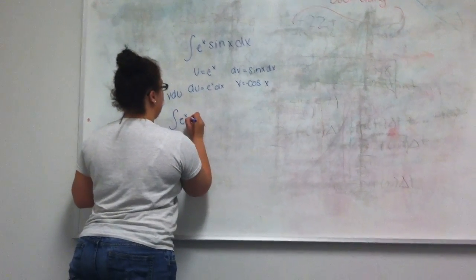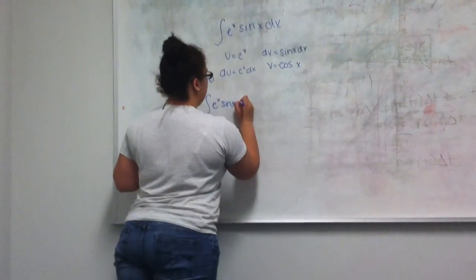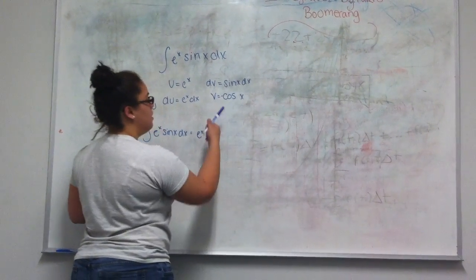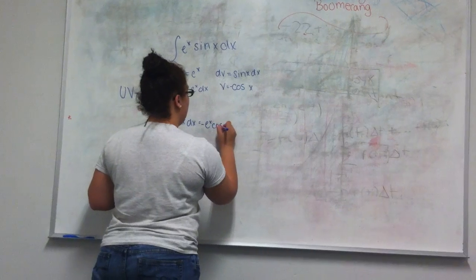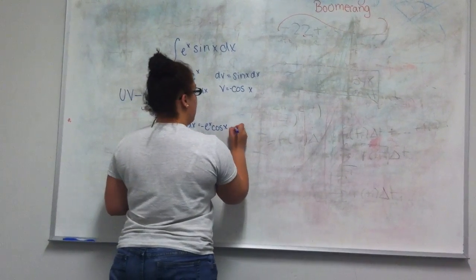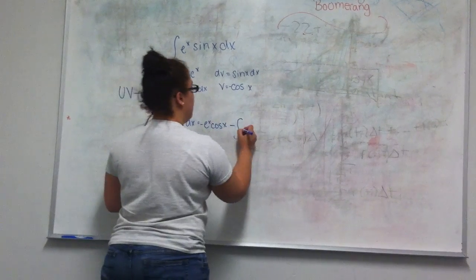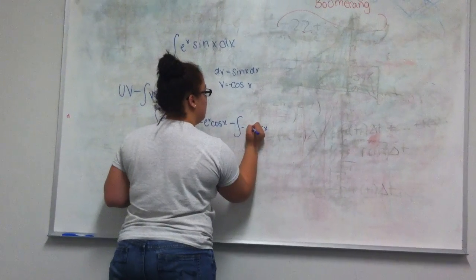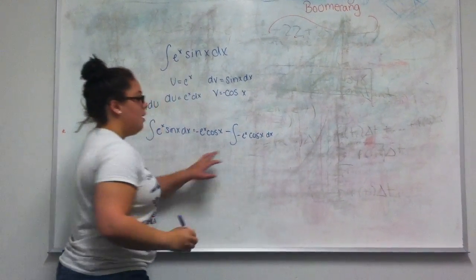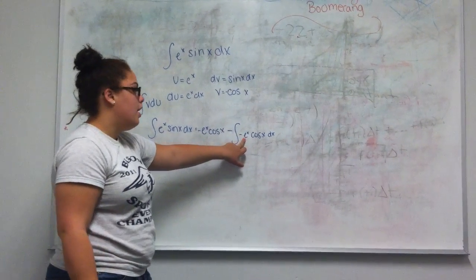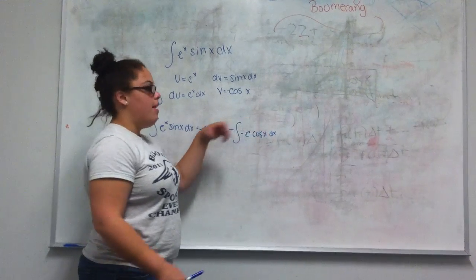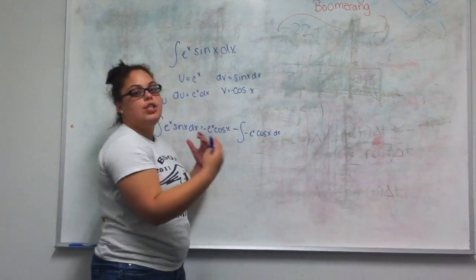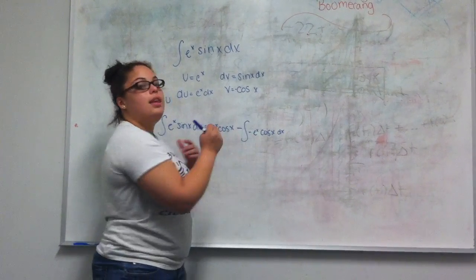So the integral of e to the x sine of x dx is equal to u, e to the x, times v, which is minus cosine of x, minus the integral of v, which is minus cosine of x, and du, which is e to the x dx. We bring out the e to the x because if we put it after the cosine, we may confuse it with x times e to the x, or some confusion might happen. So in order to gain some clarity, we bring out the e to the x.